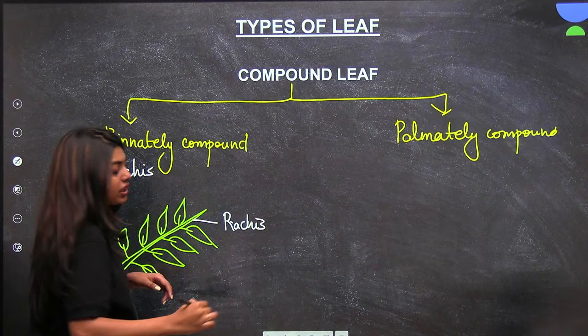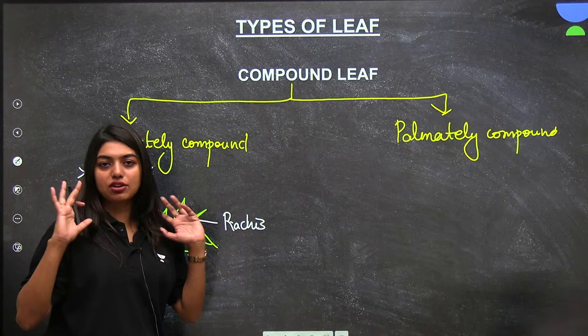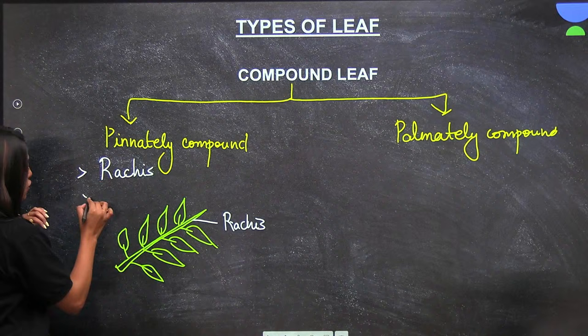Got it, all of you? So, there is a midrib that forms a central axis, and on that the leaflets will be arranged. Clear? Now, leaflets will be arranged on either side of the rachis. Look at this diagram, this one diagram is enough to explain this. So the leaflets will be arranged on both sides.